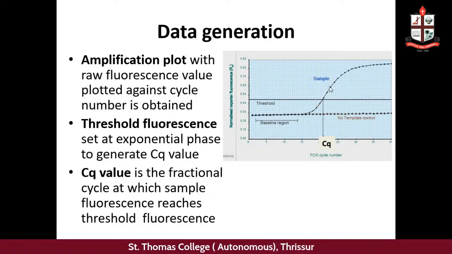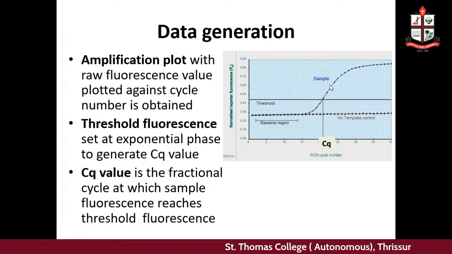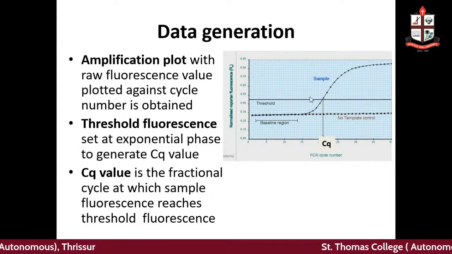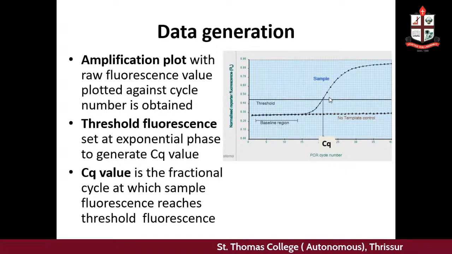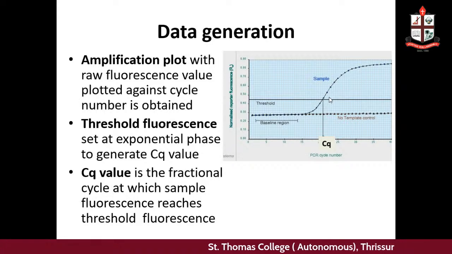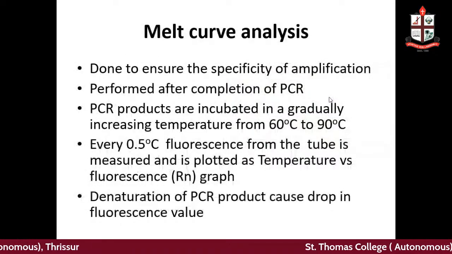So if you keep the threshold anywhere in that exponential region, although the CQ values of individual samples will change, their relative values will not change if we keep the threshold in the exponential phase of the PCR. It is these CQ values that are used for any analysis, gene expression analysis or allelic discrimination. So this is the basic output from a real-time PCR. We'll discuss the different types of analysis later.